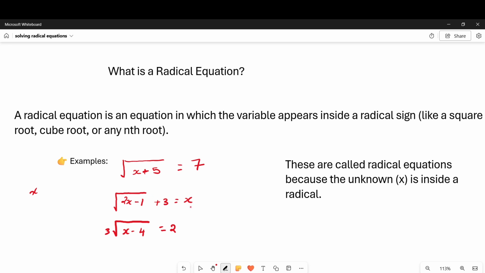So here x is on both sides, the left hand side and the right hand side. On the left hand side, the x is inside the square root symbol, so we can call it a radical equation. The third one is a cube root. Here, for a square root there is no index shown, so here we mention 3, which means cube root. Cube root of x minus 4. The unknown variable x is inside the cube root symbol, so it is called a radical equation. These are called radical equations because the unknown variable x is inside the radical. So that's the condition for calling an equation a radical equation.